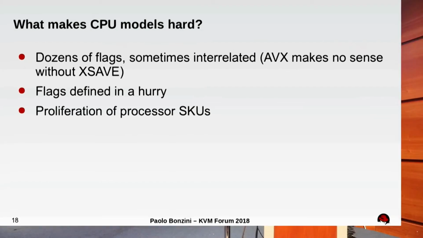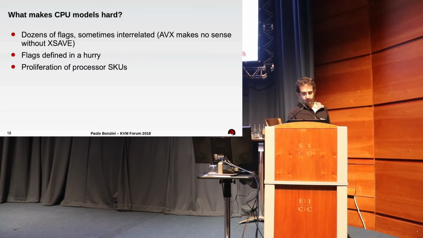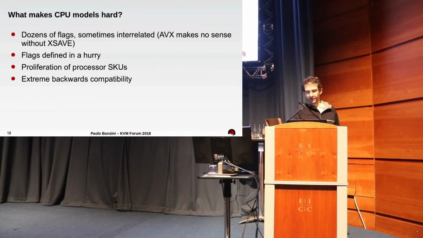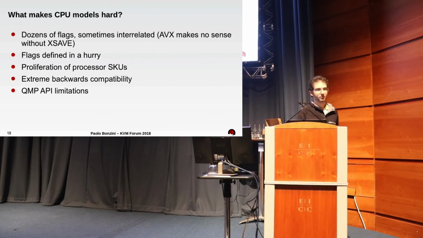So to sum up, what makes CPU models hard? There are dozens of flags. They are interrelated. They are hard to define in the case of these vulnerability mitigations. And there are so many SKUs that it's hard to define what processor has which flags. In addition, sometimes we take backwards compatibility too seriously, probably, such as in the QEMU64 default case. And there are some APIs and limitations in QMP that we have to fix in order to make CPU models more manageable by the user.